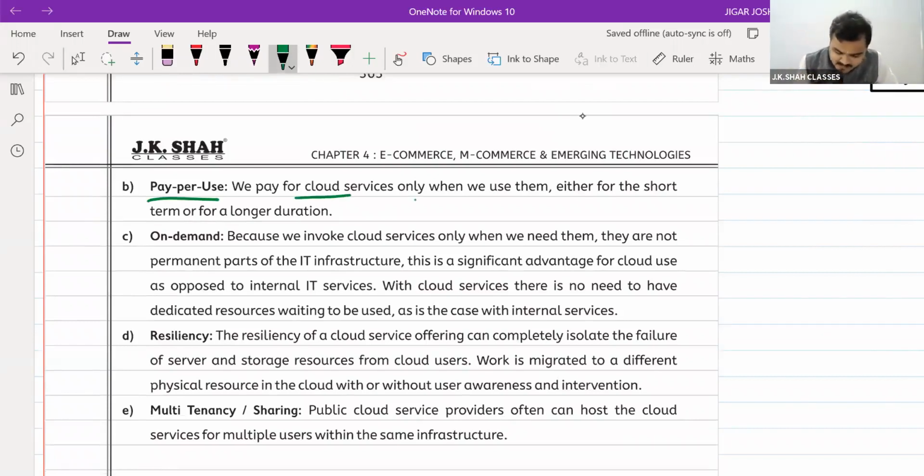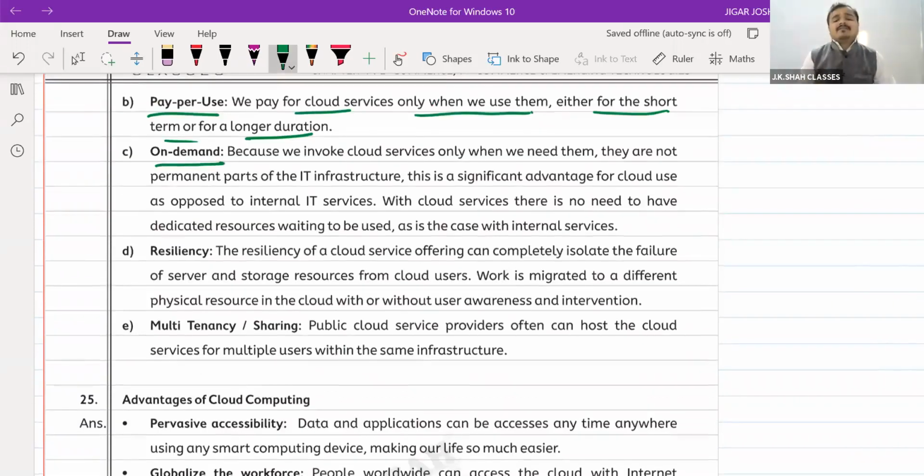We pay these cloud services only when we use them, either for the short term or for a longer duration. Understood? Yes, sir. Third one, sir, on demand. When we want, we will have it. We do not require a specific IT team or anything. When we need, it will be available. When we don't want, we discontinue.